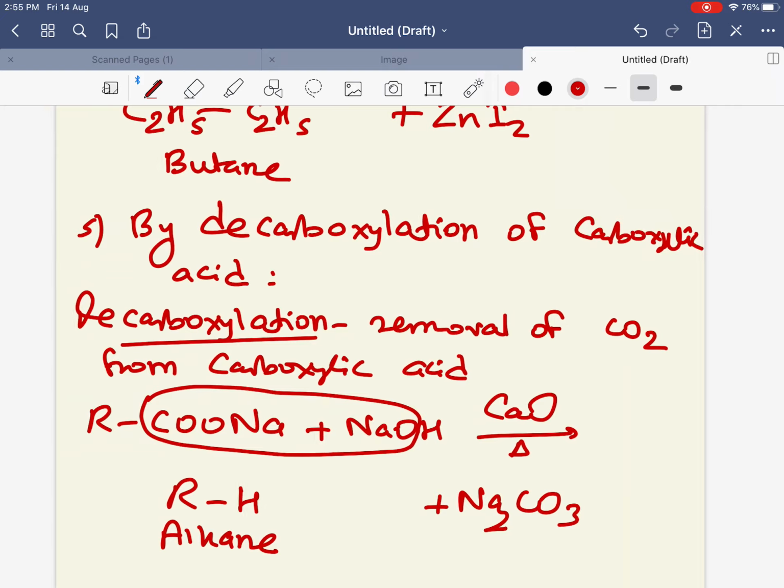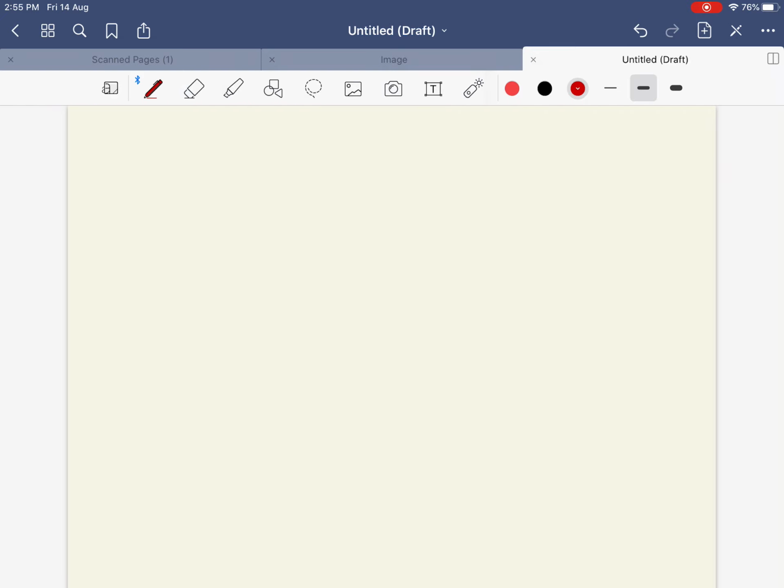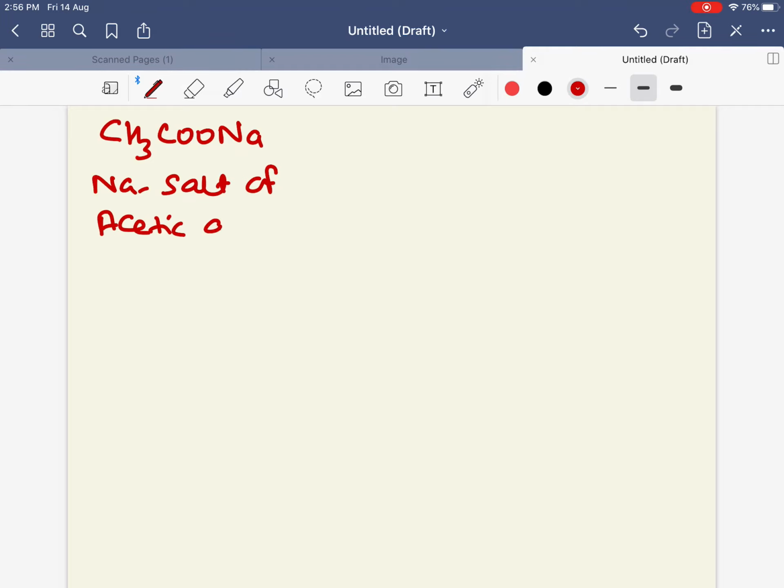So I will take an example of the preparation of alkane by this method. Suppose I will take CH3COONa. The name of that compound is the sodium salt of acetic acid.